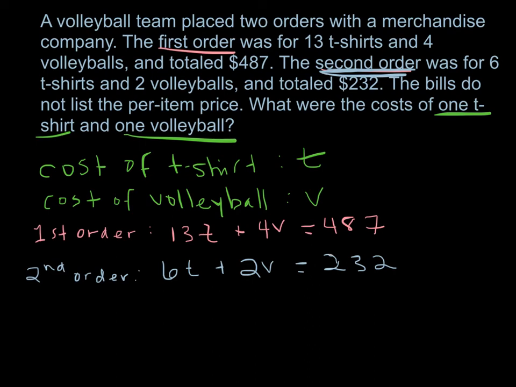So we have here that our cost of t-shirts is t, and the cost of volleyball is v. Our 2 topics that we're talking about are the first order and the second order that we put in. You use the information in the first order sentence to make the first equation. Then you use the information in the second order sentence for the second equation. It works well.